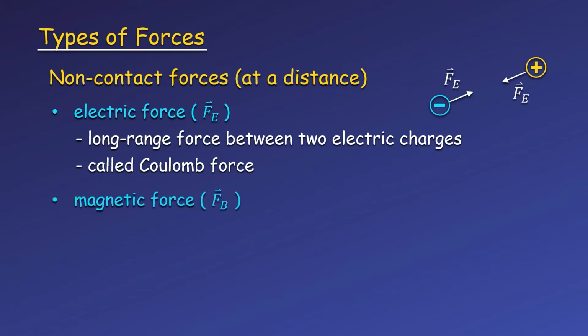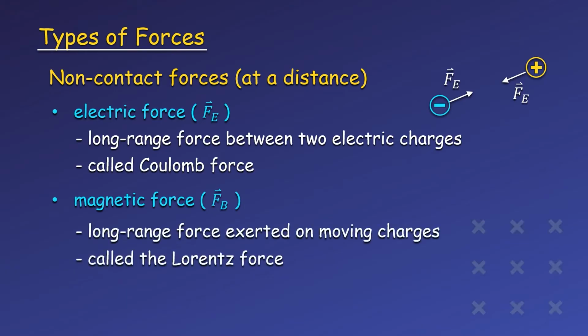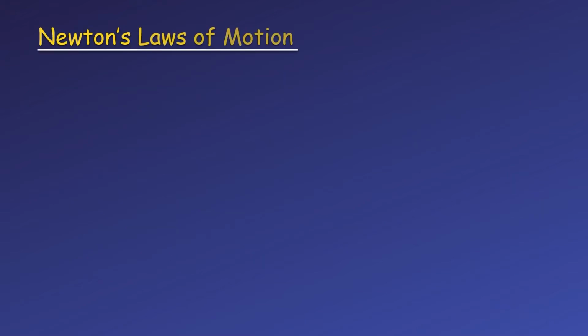The final force is the magnetic force or Lorentz force that we denote with a subscript capital B. This force acts on charges that are moving in a magnetic field. Now that we've seen all the forces we might encounter in the first couple of semesters, let's look at Newton's laws of motion that tell us how forces affect motion.